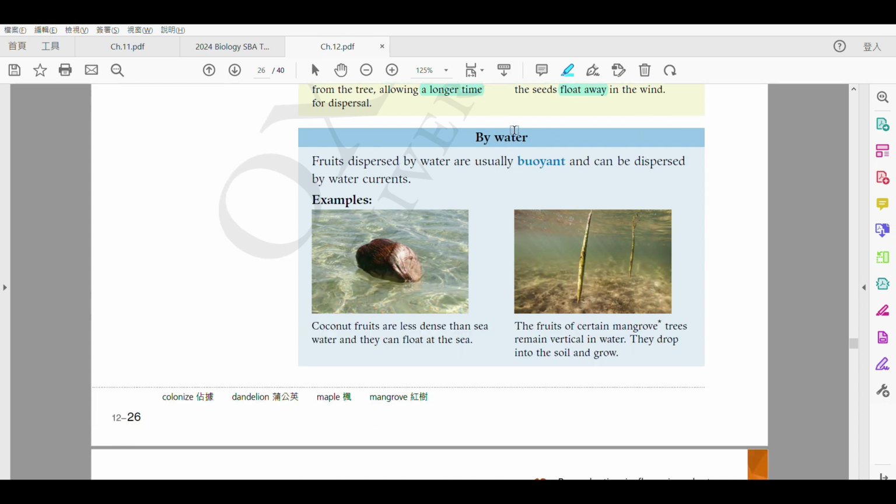The next one, when we talk about water，嗱 when we talk about water, so they are usually buoyant。記多一次啦，buoyant。So we've learned this word in chapter 2 when we talk about water. 我哋學過一隻字嘅，我哋叫 buoyancy. Water can provide 呢一個嘅 buoyancy. So what is buoyancy? Buoyancy 就係一個浮力啦。Okay, so it allows you to float. Okay.